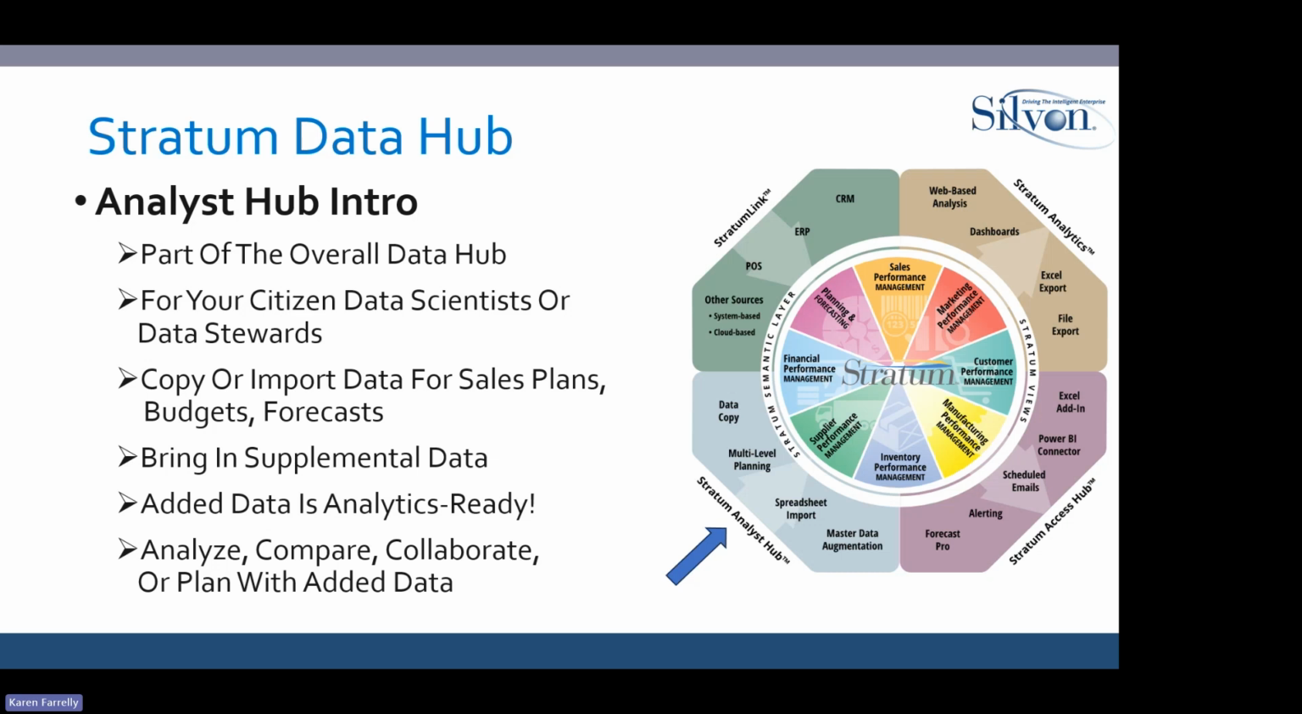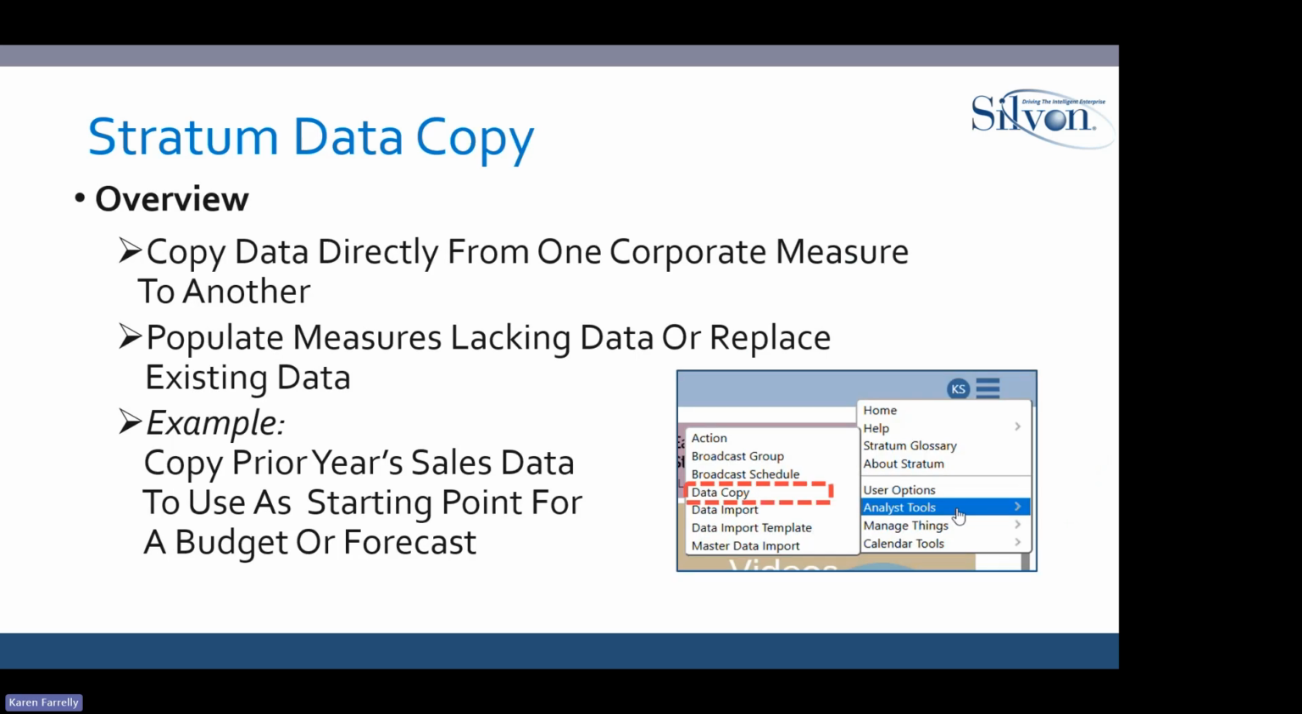I'm going to start by looking at Stratum Data Copy. And so this is a feature where you can copy data directly from one corporate measure to another. That lets you populate measures that are lacking data or replace existing data. A key use of this might be you want to copy a prior year's sales data to use as a starting point or jumping off point for a budget or forecast.